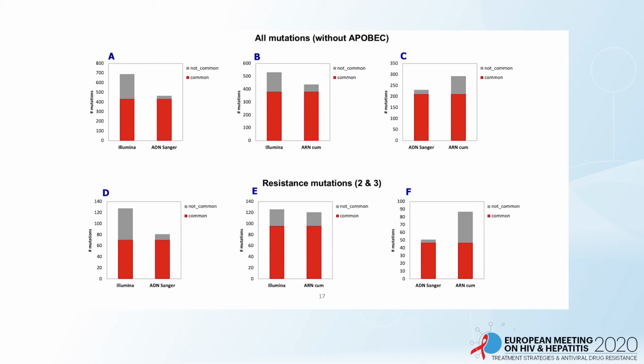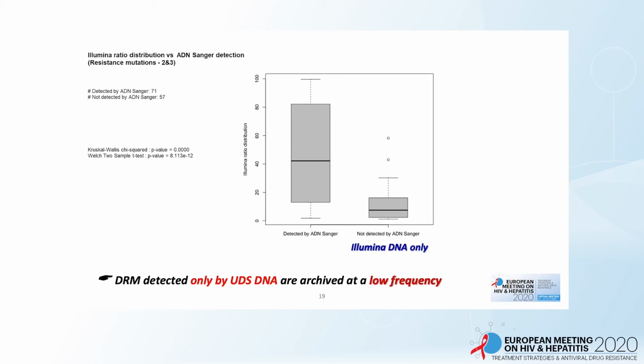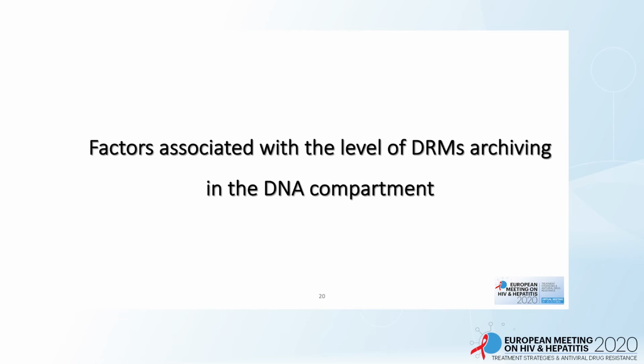Globally, ultra-deep DNA sequencing and cumulative RNA genotype were more prone to detect drug resistance mutations than Sanger DNA. Drug resistance mutations detected only by Illumina in DNA are at very low frequencies when compared to either cumulative RNA or Sanger DNA. These observations raise questions about the relevance of these low-level resistance mutations detected only by ultra-deep sequencing in viral DNA, and encourage us to characterize the cofactors that can modulate the frequency of drug resistance mutation archiving in the DNA compartment.